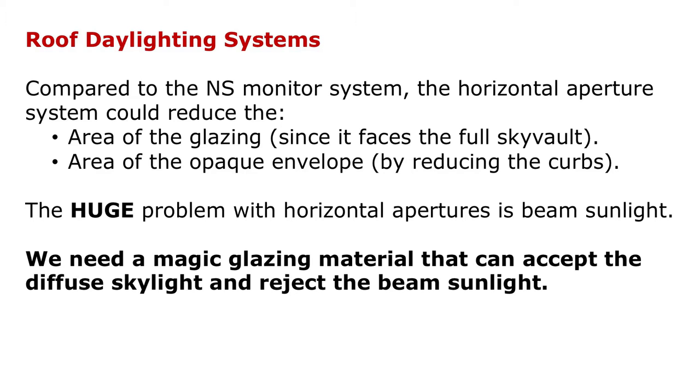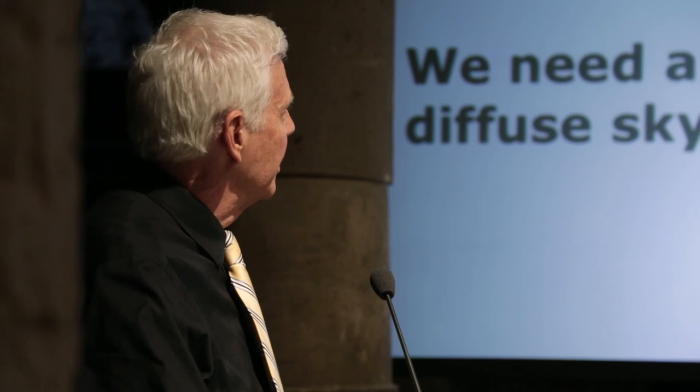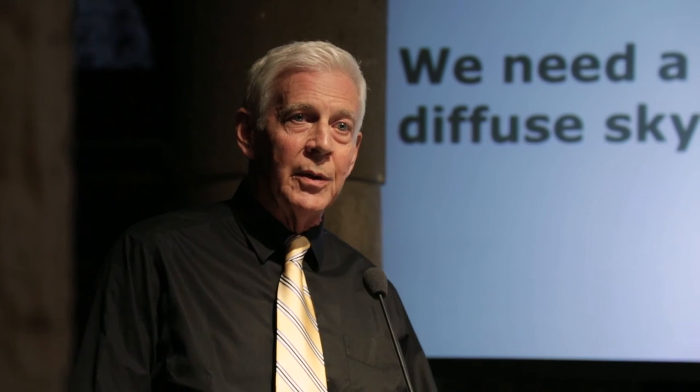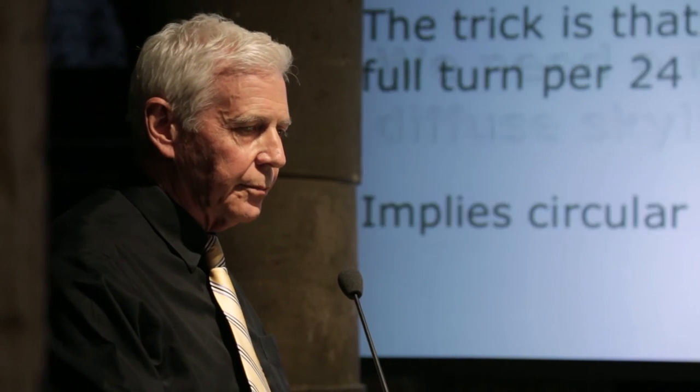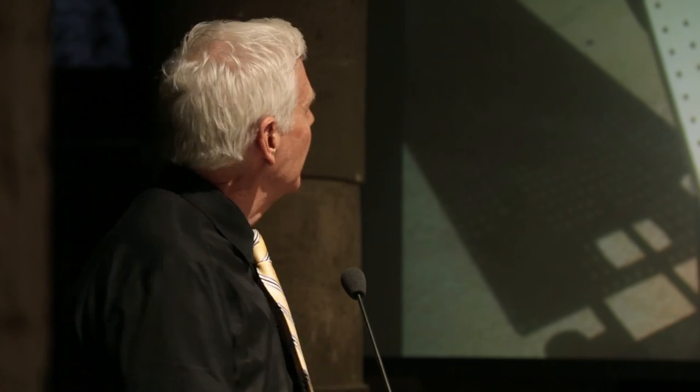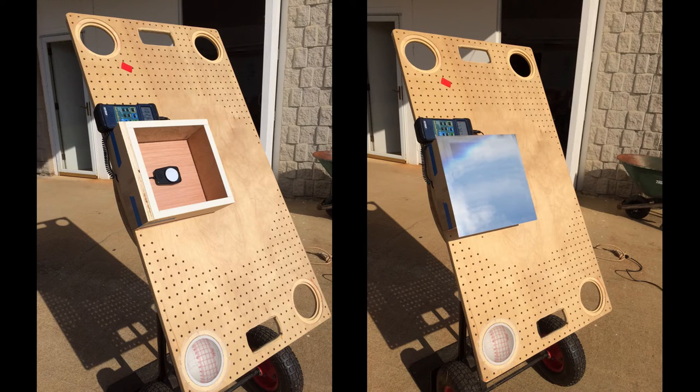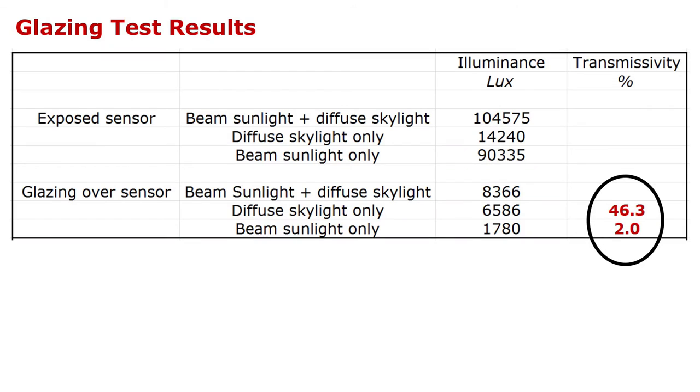So that brings us back to the fact that we would love to do something with this horizontal aperture that faces up towards the sky, but we have this huge problem with the beam sunlight, which we'd like to get rid of. So what we would like is a magic material that accepts diffuse skylight and rejects beam sunlight. And we have that material now. This is an illuminance meter inside a box. This is the same with the glazing in front of it. We've taken some data, and rather than labor the details, I'll tell you that it's 46% transmissive for diffuse skylight and less than 2% for beam sunlight. So we have rejected 98% of the beam sunlight.